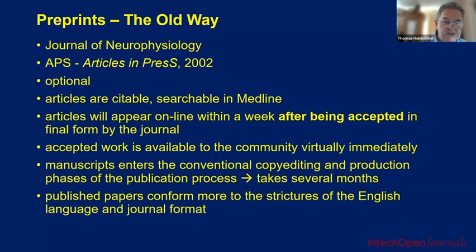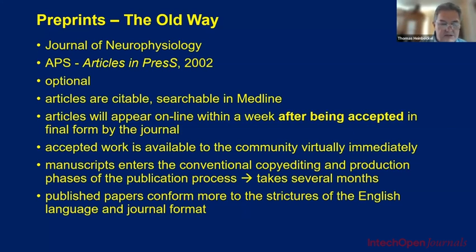So I'm a neuroscientist, neurophysiologist, so I published often in the Journal of Neurophysiology. And so they developed this novel feature that they called articles in press, and it was really optional, but these articles then were immediately citable, and they were searchable in Medline or PubMed. And so it was pretty quick turnaround. So articles that were accepted would appear online within a week after they were accepted. And that really meant that the accepted work was available to the community essentially immediately.